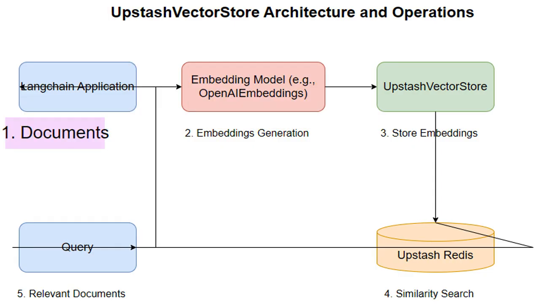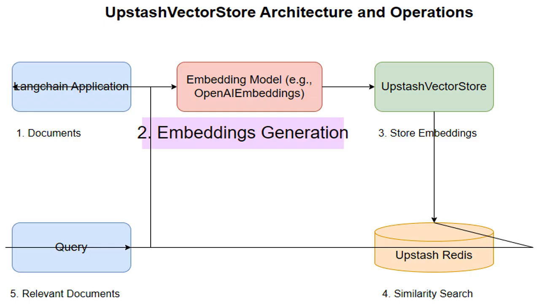Now, let's discuss the initial stage. The process begins with documents, which represent the raw text data that will be processed. These documents can be anything from paragraphs to entire books, and they are the foundation upon which the vector store is built. Now, let's generate embeddings. This stage involves using an embedding model to convert the documents into vector embeddings. This process transforms the text data into numerical representations that capture the semantic meaning of the text.